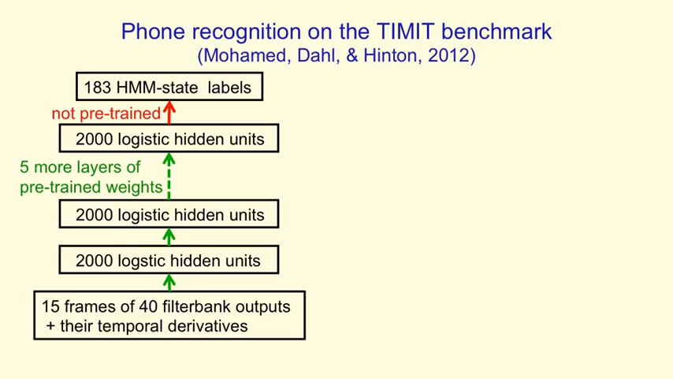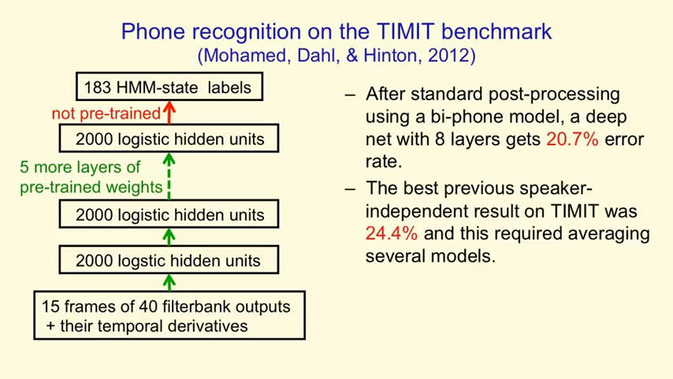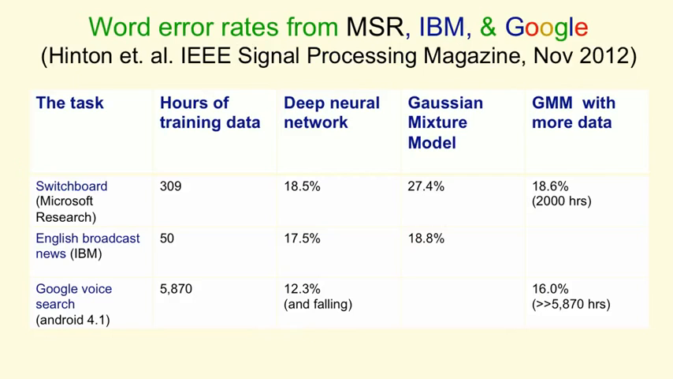After standard post-processing, they got a 20.7% error rate on a very standard benchmark, which is kind of like the MNIST for speech. The best previous result on that benchmark for speaker-independent recognition was 24.4%, and a very experienced speech researcher at Microsoft Research realized that that was a big enough improvement that this would probably change the way speech recognition systems were done, and indeed it has.